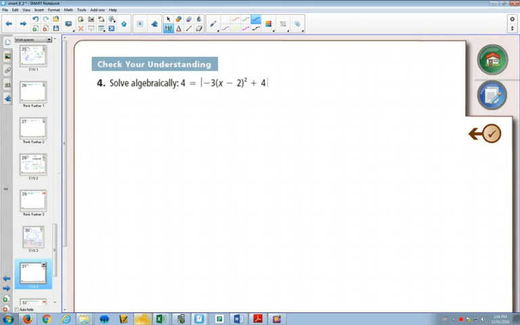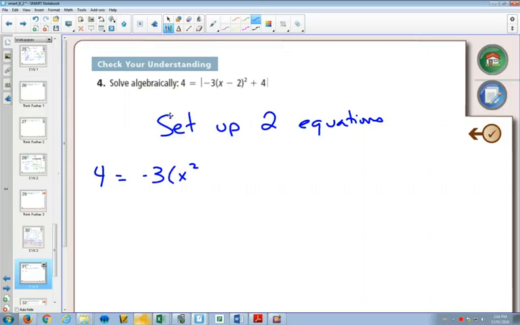So the big idea that we're learning today in solving absolute value equations algebraically is we're going to set up two equations. This is the one big idea that we learned today. When we're solving these, we set up two equations. We set up one where we keep the equation exactly as we see it.